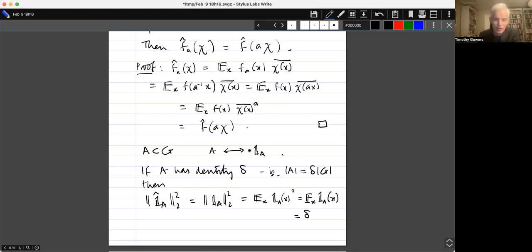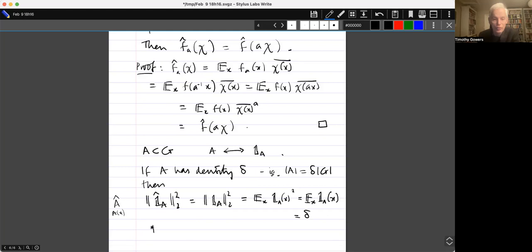I was about to say of A, strictly speaking of the characteristic function of A, but I identify these two so strongly in my mind that I actually think of this function here as being the Fourier transform of A, and I may even sometimes write it as A hat instead of 1A hat, and write things like A of X instead of 1A of X. But I'm being a little bit careful just here to start with.